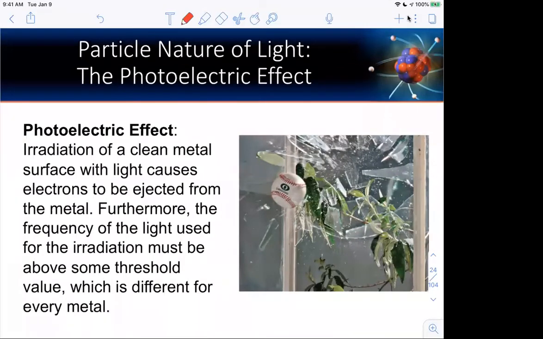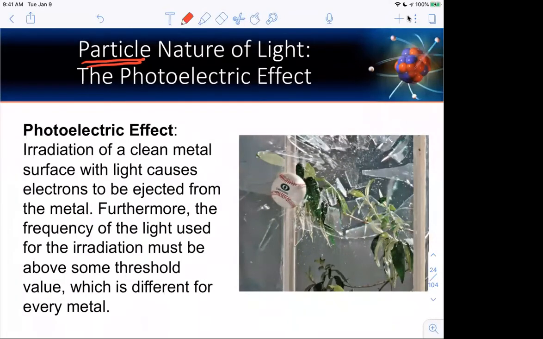Light has those wave properties that we just talked about. It also has properties that are indicative of particles. We're going to discover that light and small particles have this wave-particle duality. So let's look at evidence that shows the particle nature of light.